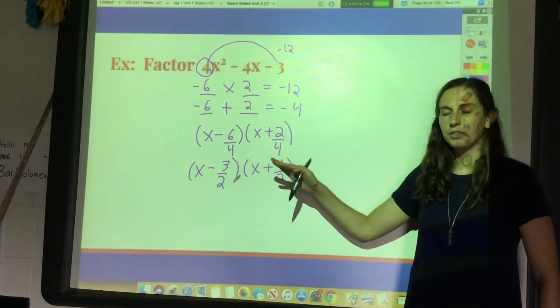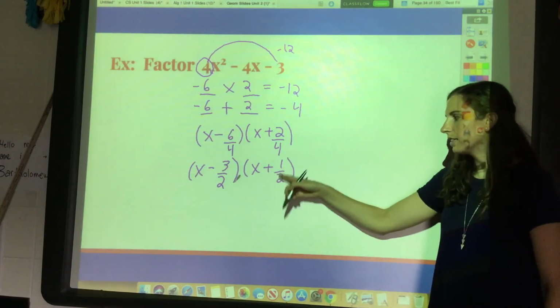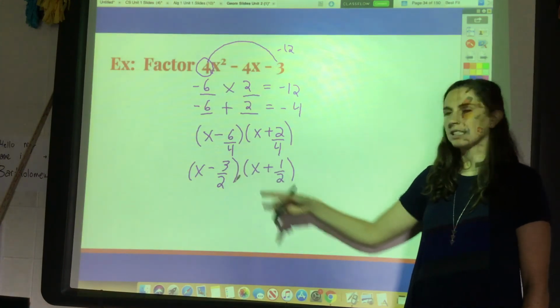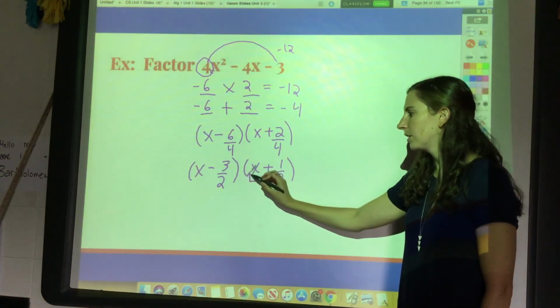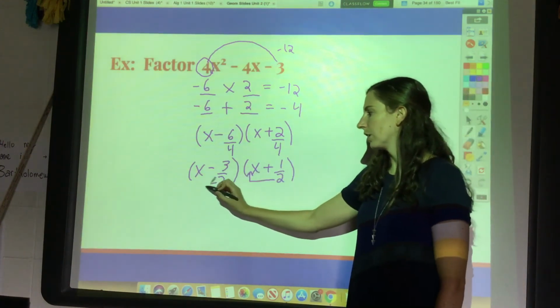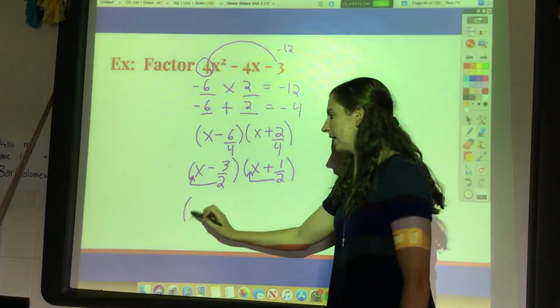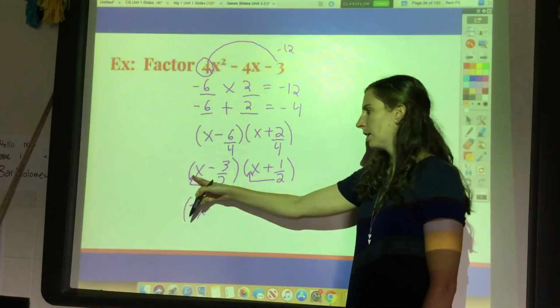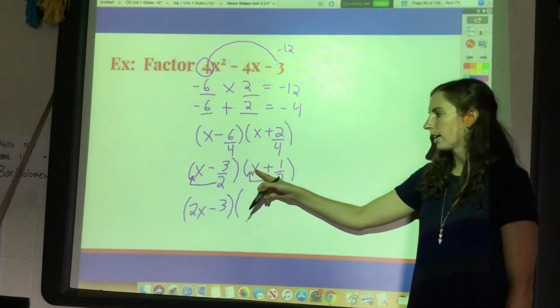So once you have it fully simplified, that's like the divide part, and then whatever doesn't divide in, you're still going to slide that over. So in this case, I'll have to slide over that 2 and slide over this 2. That's going to give me 2x minus 3 and 2x plus 1.